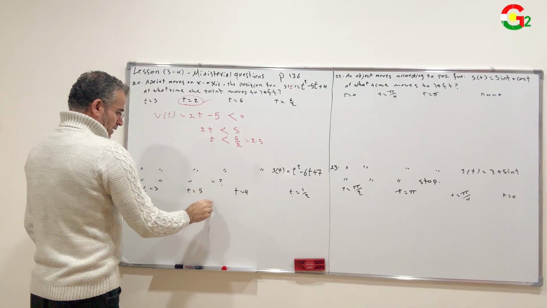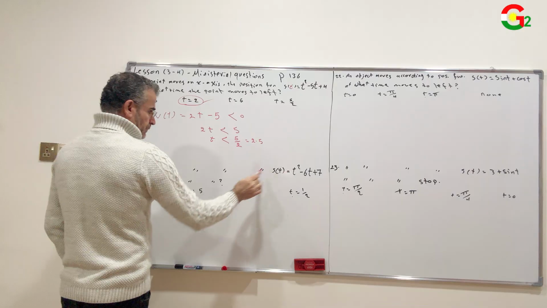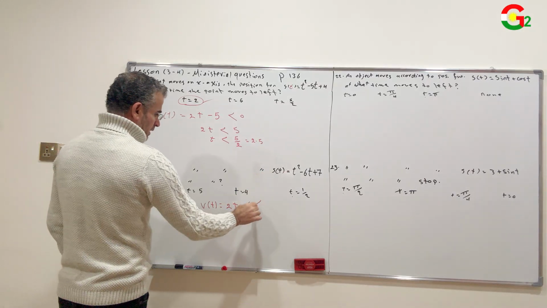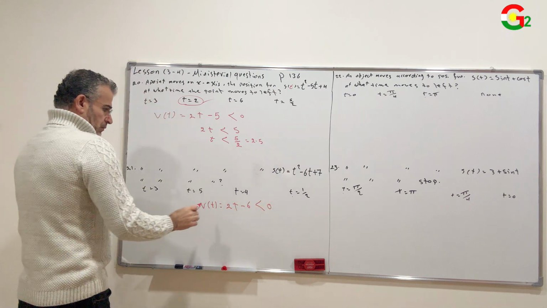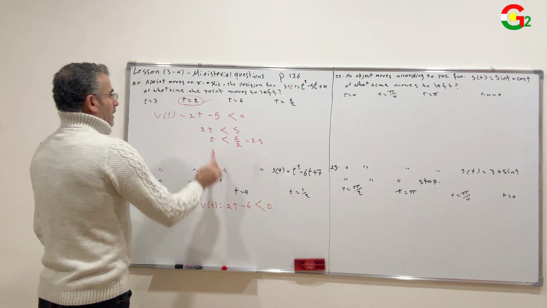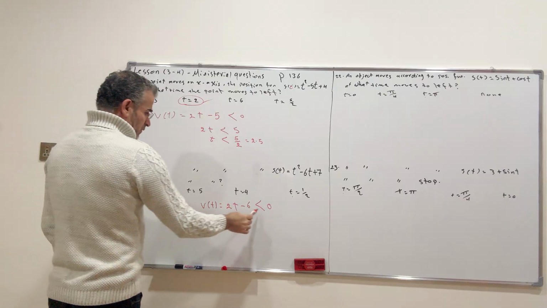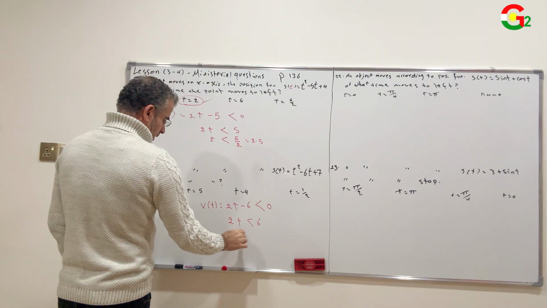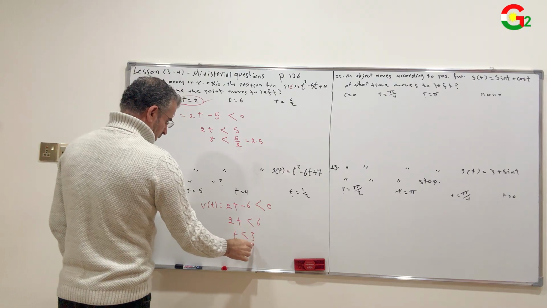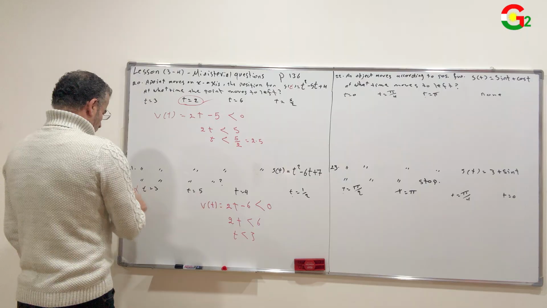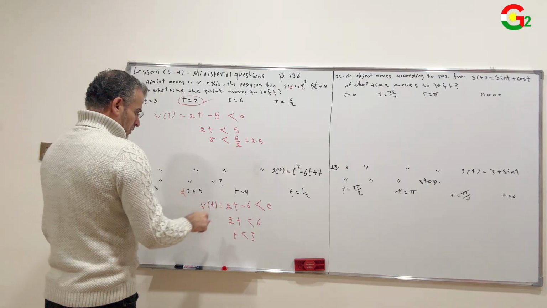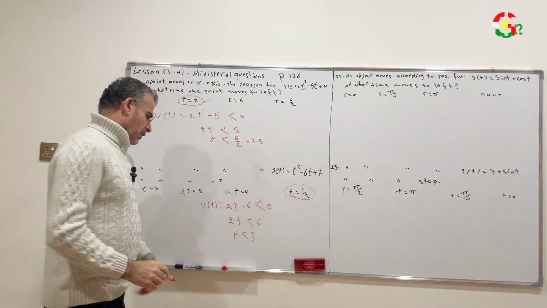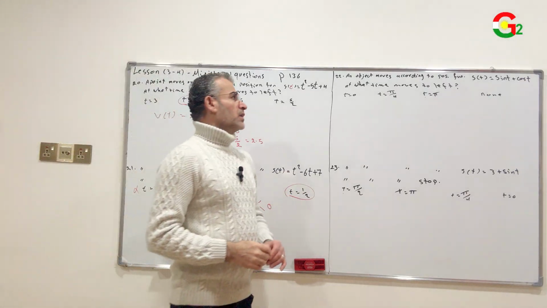Find the velocity function, the derivative of the position function: 2t minus 6. Set it less than 0 because we want to find at what time the point moves to the left. Then 2t less than 6, then t less than 6 over 2, less than 3. Here it's wrong, here it's wrong. The right choice is a half, because a half is less than 3.